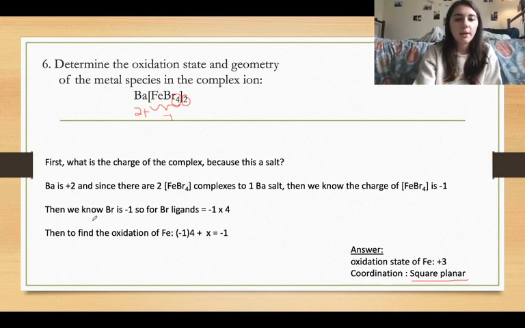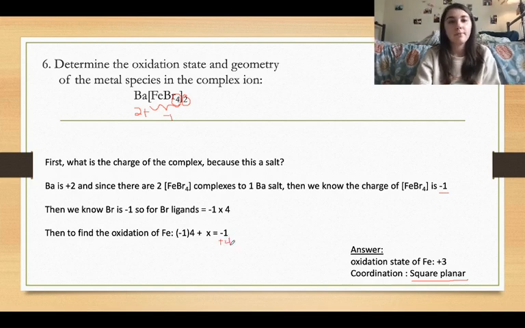Okay, so the bromide we know is -1. So for the bromide ligands, I have -1 times 4. And I know the overall complex equals -1. And therefore, I know that -4 plus X will equal -1. If I add 4 onto the other side, then I know iron has an oxidation state of +3. All right.